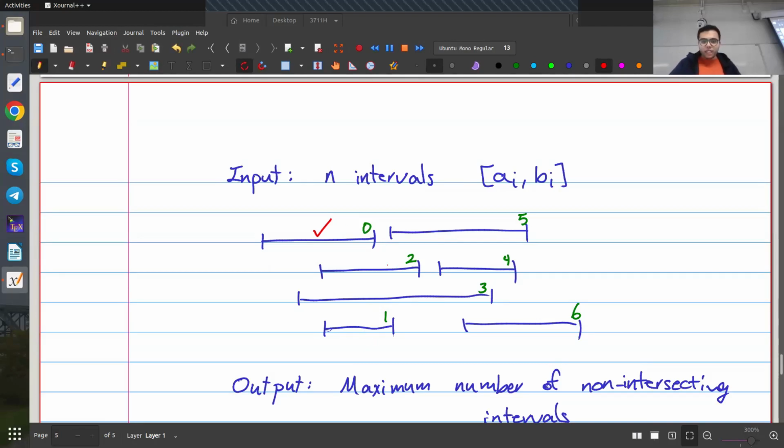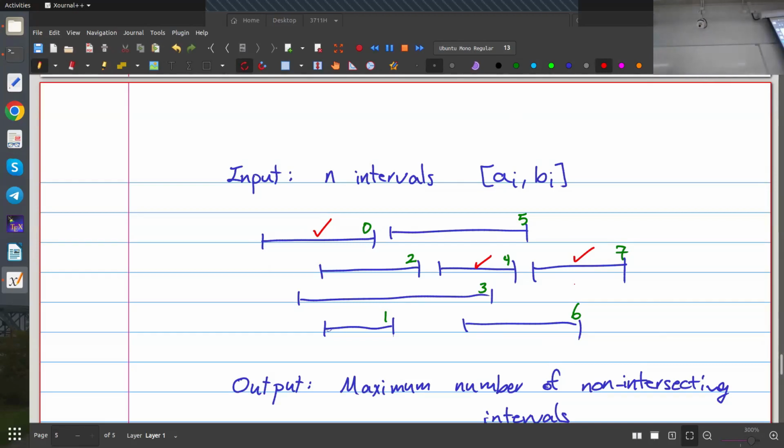I look at 2, it intersects with 0, I cannot take it. I look at 3, it intersects with 0, I cannot take it. I look at 4, it doesn't intersect with anything that I have taken until this point, so I take 4. I look at 5, it intersects with 4, I cannot take it. I look at 6, it intersects with 4, I cannot take it. Let's say I have another one here. I look at 7, it doesn't intersect with anything that I have taken, so I take it.